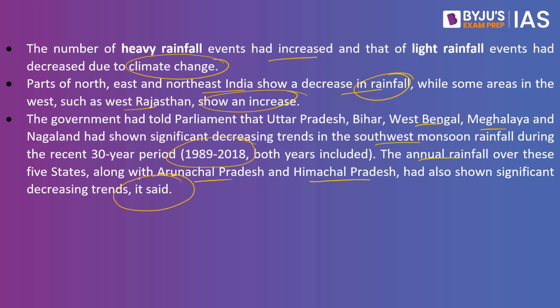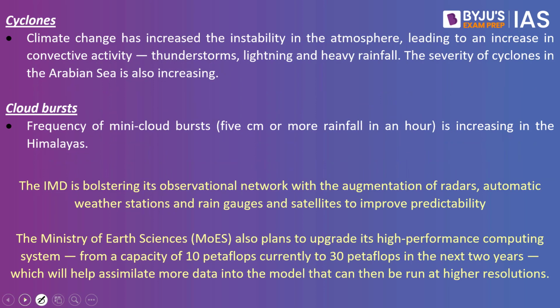So the Indian Meteorological Department has explained that climate change has increased surface temperature, which in turn has increased the evaporation rate, and as a result it leads to intense rainfall. Then the article also speaks about cyclones. Climate change has increased the instability in the atmosphere, leading to an increase in convective activity, thunderstorms, lightning, and heavy rainfall. So the severity of cyclones in the Arabian Sea is also increasing, says this article.